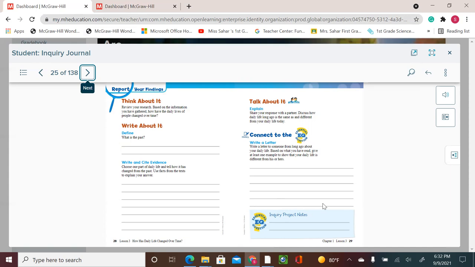All right, page 29. Write a letter to someone from long ago about your daily life. Based on what you have read, give at least one example to show that your daily life is different from his or hers. So let's pretend you're writing a letter to a friend who lived 50 or 60 years ago. You can explain, for example, what kind of chores you do at home. You might say that you help Mom empty the dishwasher, or that you have a computerized fridge that lets you know when things are empty or what items it's missing and you need to buy. But long ago, people didn't even have a fridge. There was just a wooden box with ice to keep the food fresh for just a few hours.